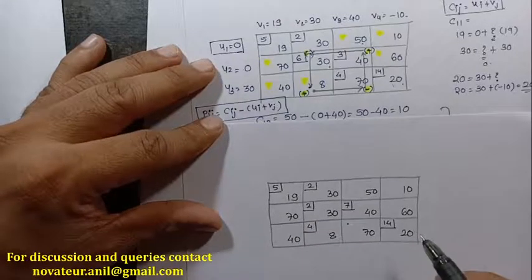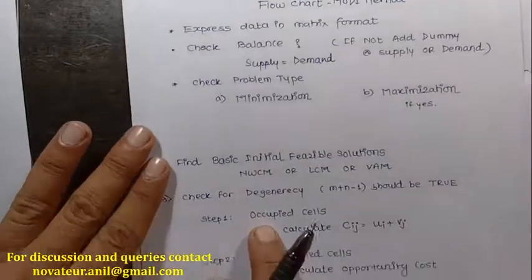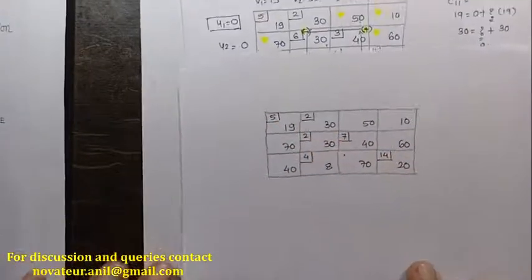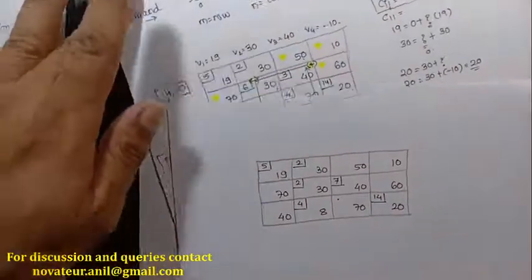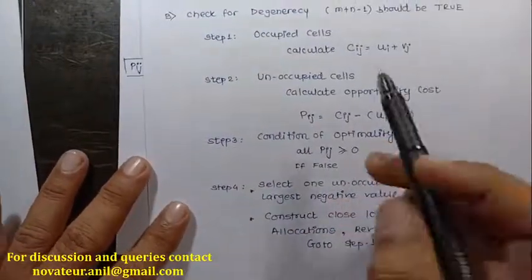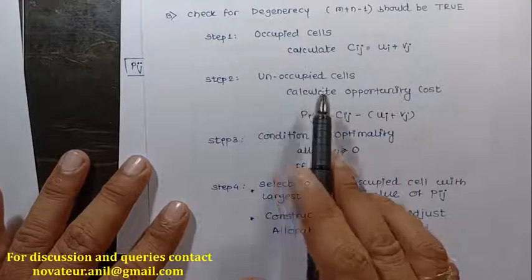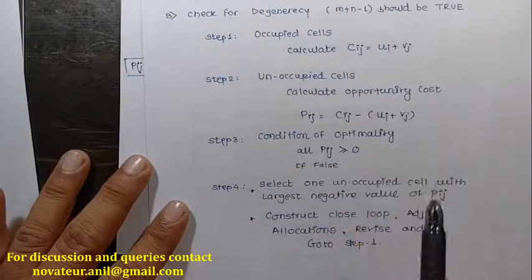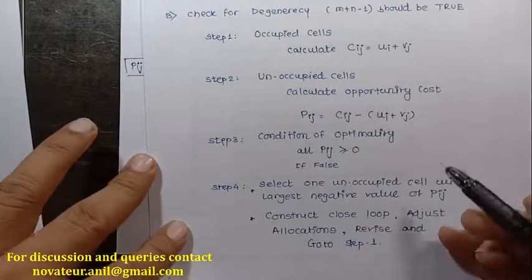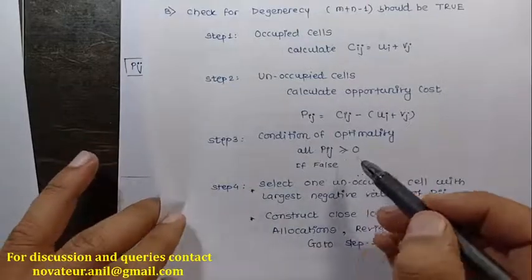Right. Again, I repeat what I've done. I'm going to check whether the occupied cells are degenerate or not. So 1 plus 2 plus 3, 4, 5, 6. So this is not a condition of degeneracy, so I can go ahead. Again, I'll repeat the same: till the time you reach the condition of optimality, you have to follow occupied cells separately, then unoccupied, then condition of optimality. If it is not there, repeat this. So these steps need to be repeated till you reach the optimality condition.